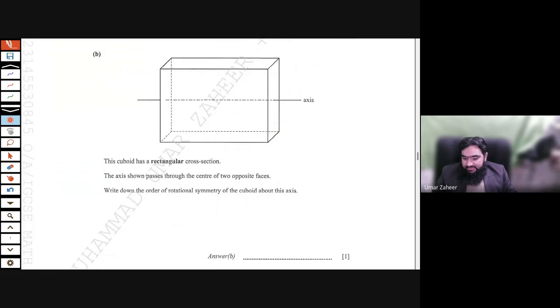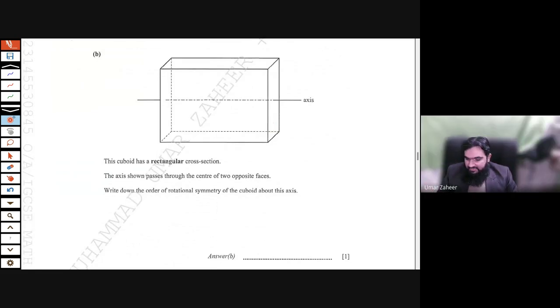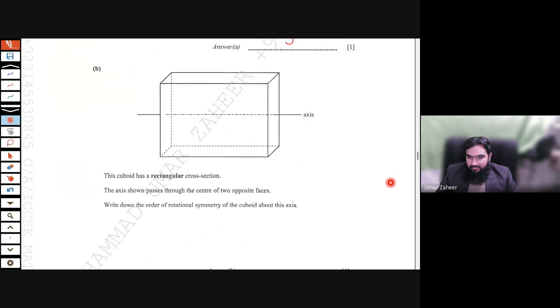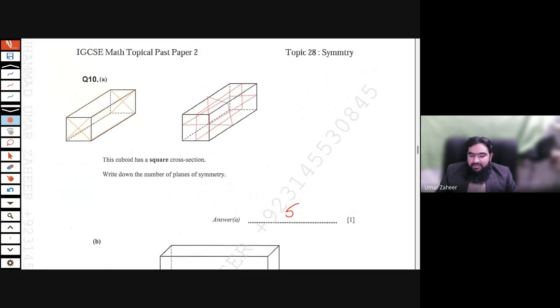All right, in the next one, it has a rectangular cross section. Not a reflectional symmetry. Yeah, we have to say that a line of reflection is a line of symmetry, or sometimes I use a word like you are getting the reflection, or you are getting the image, or you can use different words, but the main word that is going to be used here is line of symmetry.